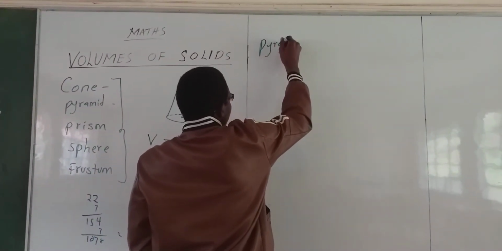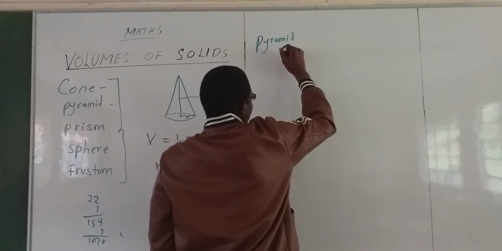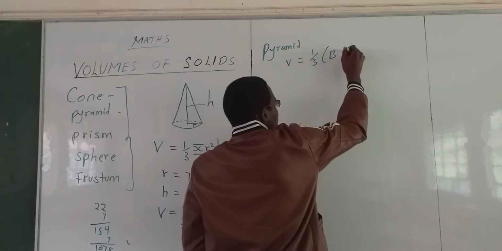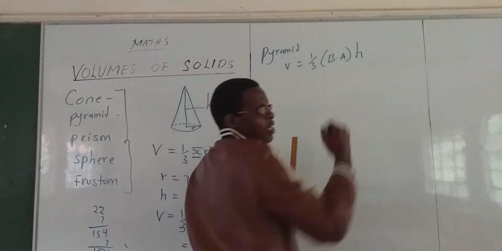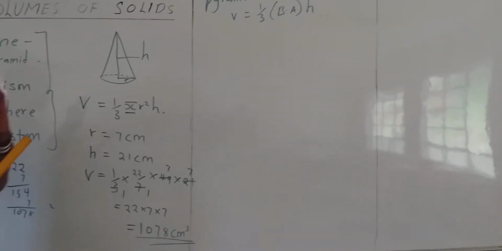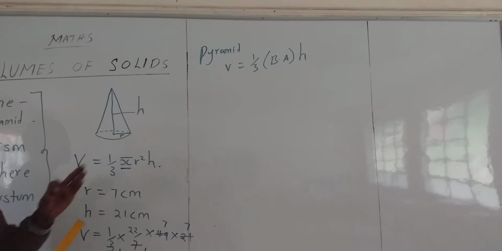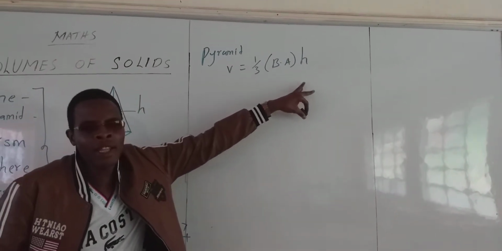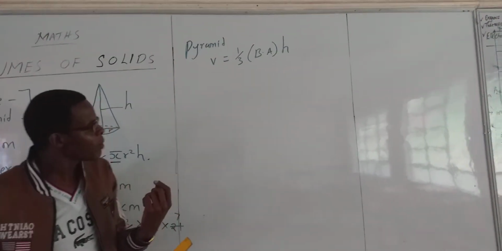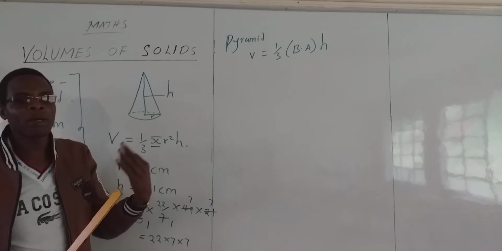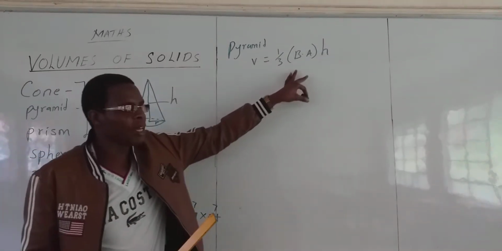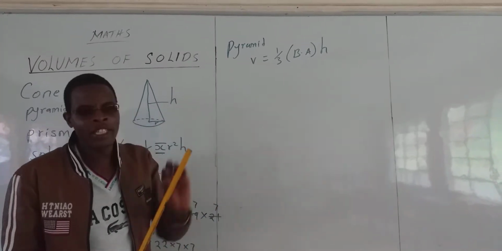When we talk about the pyramid, the volume is 1 over 3, or a third, times BA, which stands for base area, times height. That is what it means to find the volume of a given pyramid. Now, we talk about the base area times height because sometimes the base can be in the form of a square, sometimes it can be in the form of what? A rectangle. So you find the base area, then you have a third base area times height.